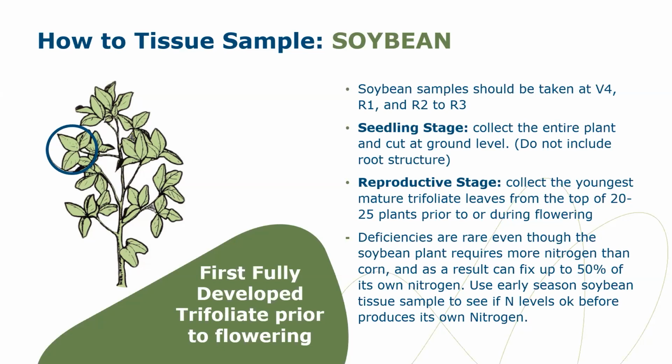Use an early season soybean tissue test. This gives you time to make applications of sulfur or other low nutrients if your crop needs them.